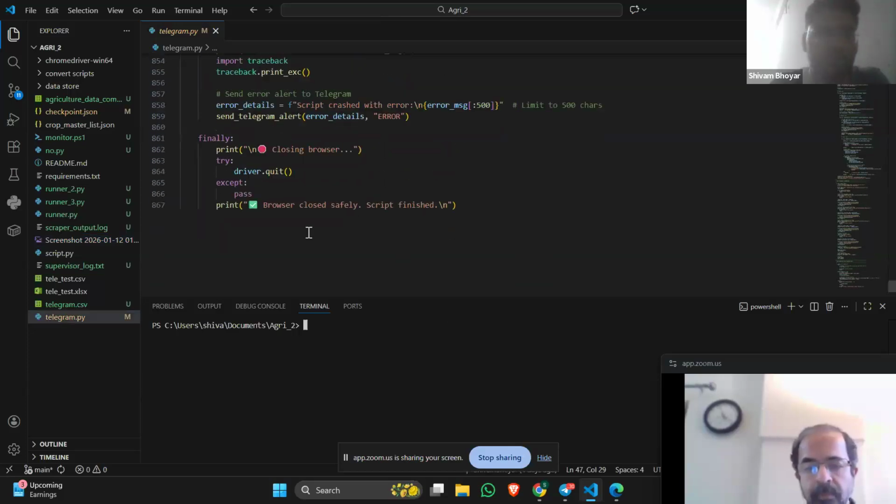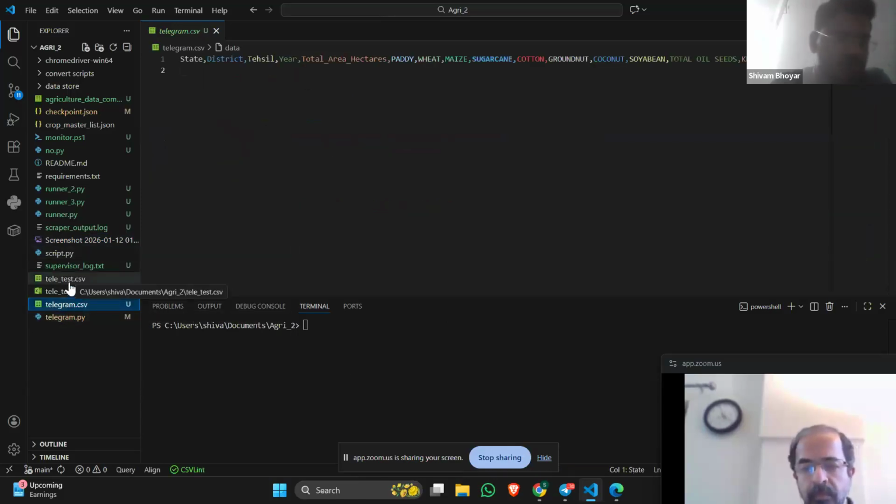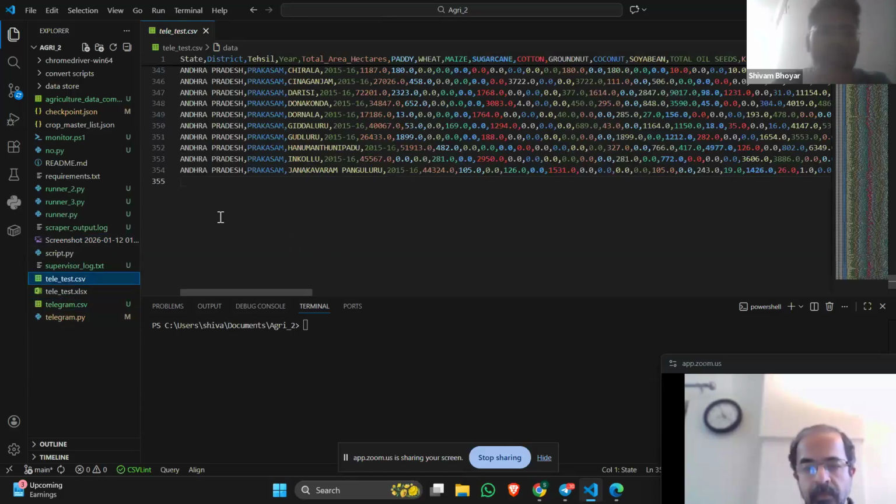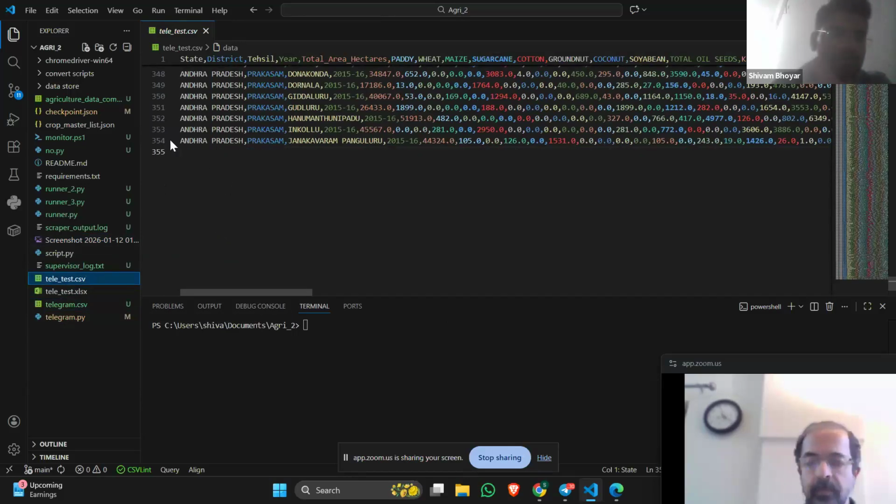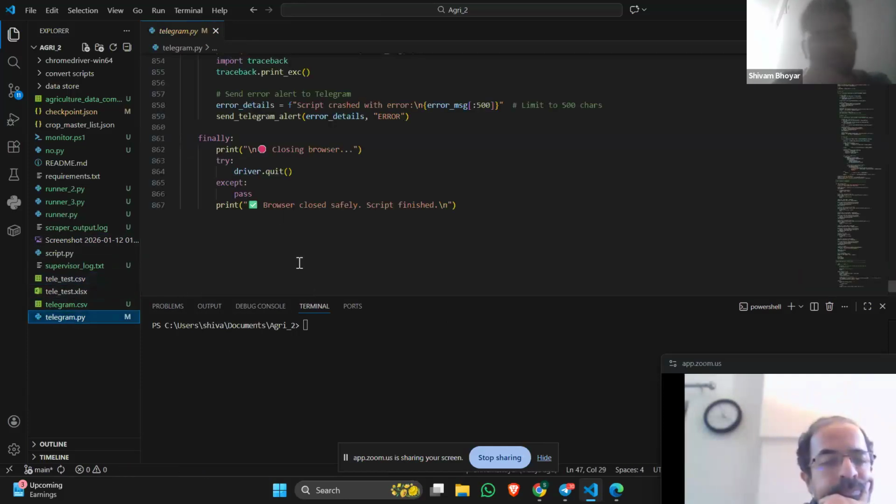Last time I developed a script that automatically scrapes the data and stores it in a CSV file. Right now, this is the previous number, because the scraping is still going on. Currently, Andhra Pradesh state data has been scraped, and we'll move on to the next state soon.